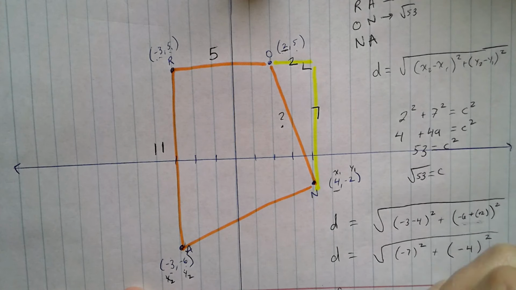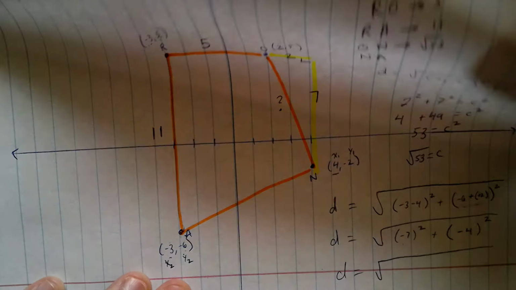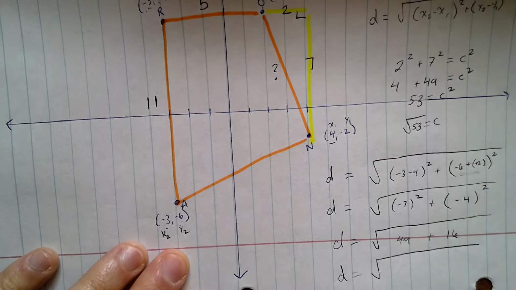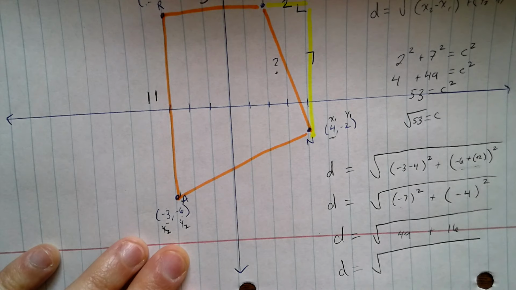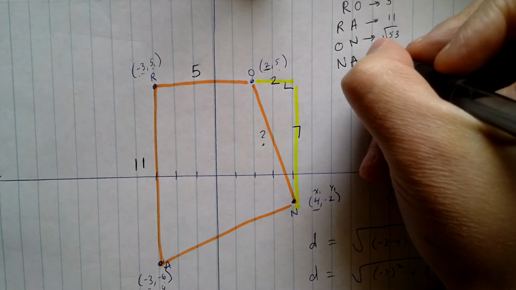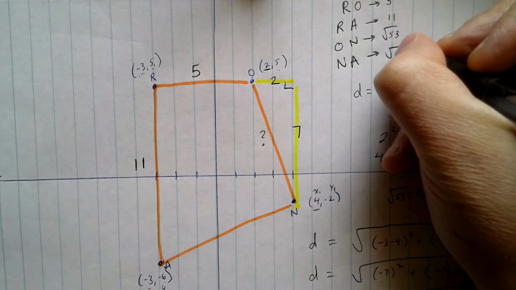But now we just do the math. D is equal to the square root of, just one little hint, these will never be negative numbers when you square them. Negative times a negative is always a positive. But anyway, -7 to the second, that's 49. -4 to the second power is 16. So our distance is going to be the square root of these two numbers added together, 49 and 16. That's 65. So distance in this situation is going to be the square root of 65. So I'll add that to my list up here, square root of 65.